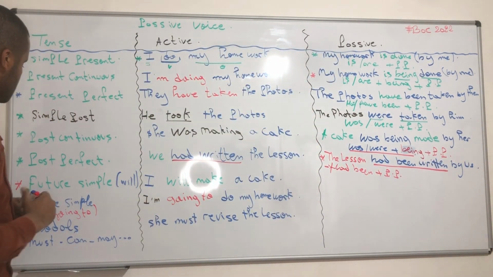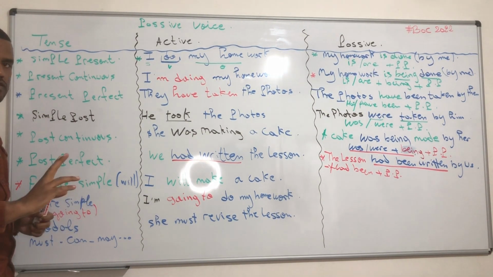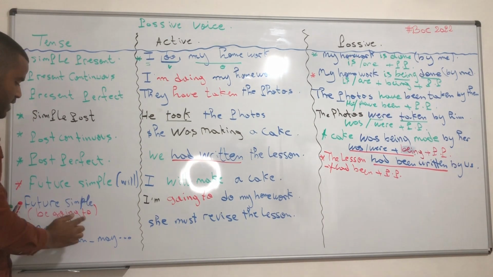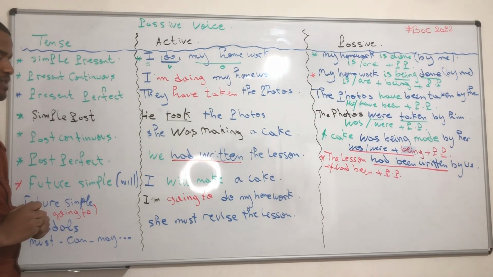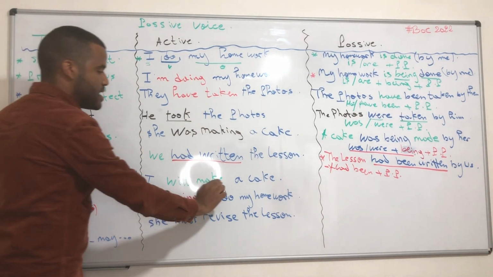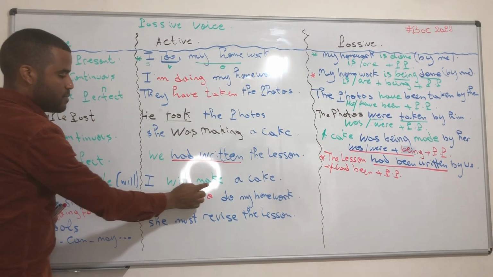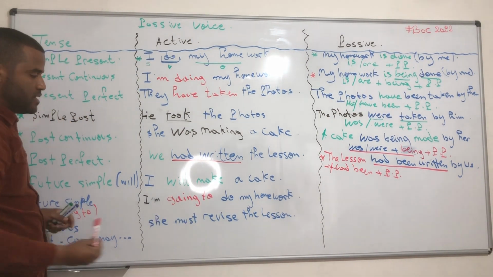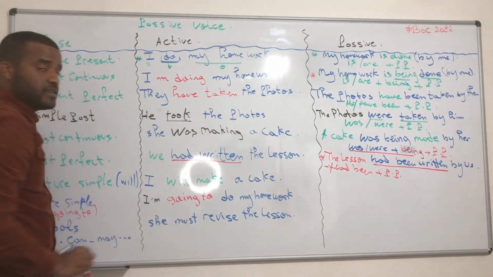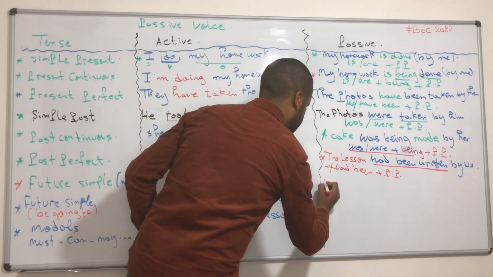Okay, so we move to the future. We have two types of future: future with will and future with going to. For example, we have future simple. I will make a cake. We have will plus the verb in infinitive. عندنا will مع الverb في infinitive. يعني شنو غنديرو؟ غنديرو a cake.